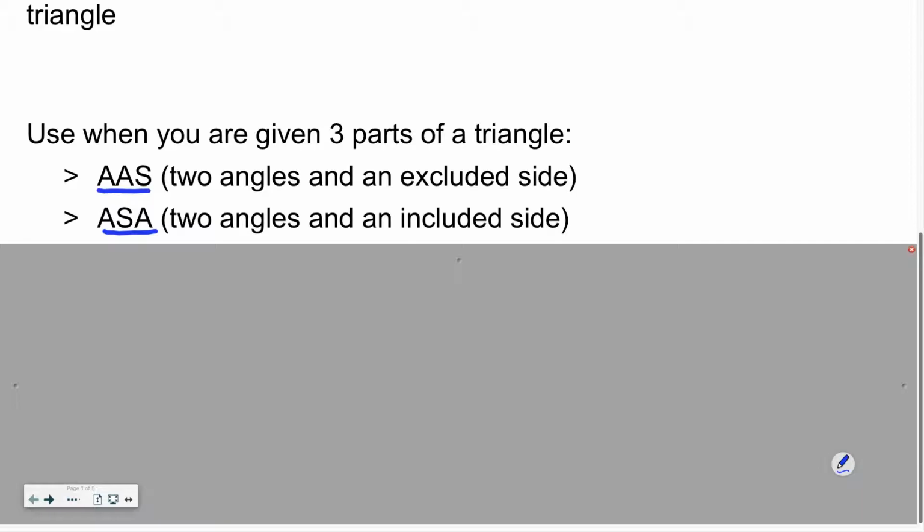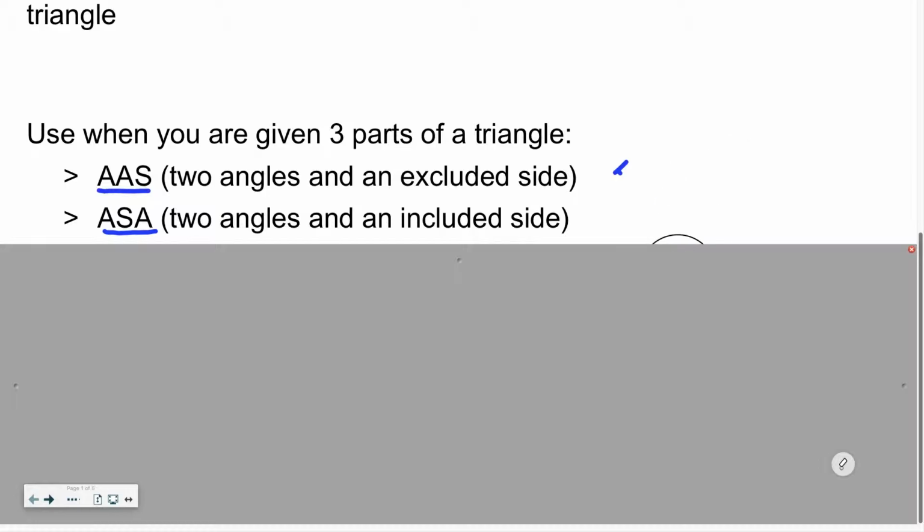So I want you to think about the difference between these 2 scenarios. Angle, angle, side means we would know 2 angles and a side that's not in between, versus this one, we know 2 angles and a side that's in between. It is not going to affect the way that we solve the problem, but I want you to understand the difference. Those are the types of problems you're going to see in your homework tonight. Your homework is going to be one of the more simple homework assignments that you'll have.